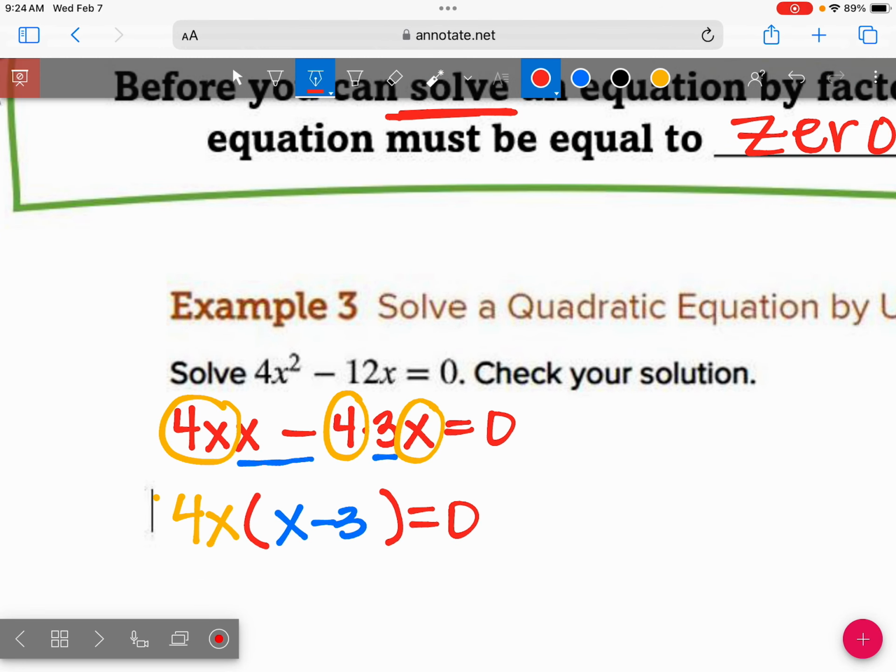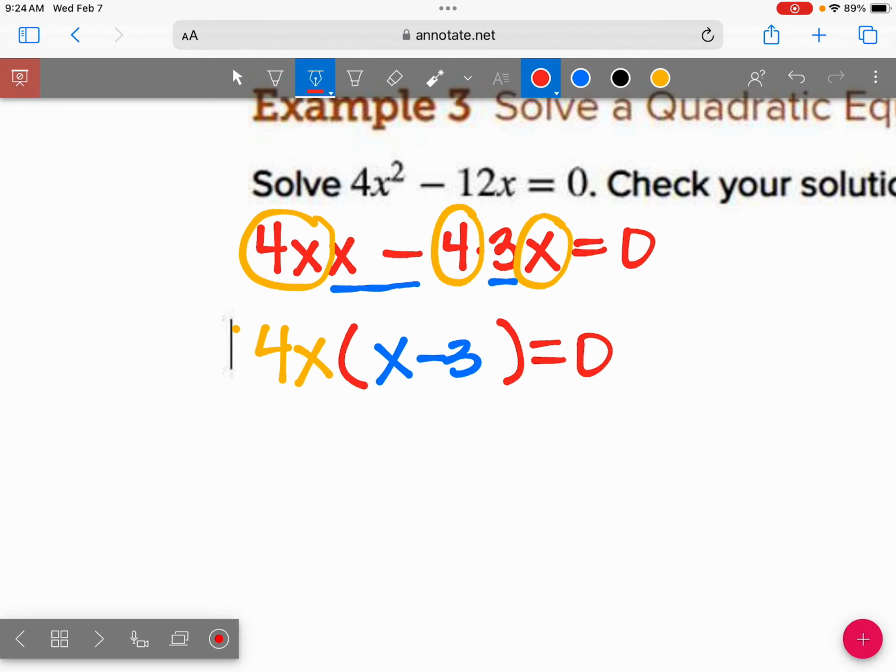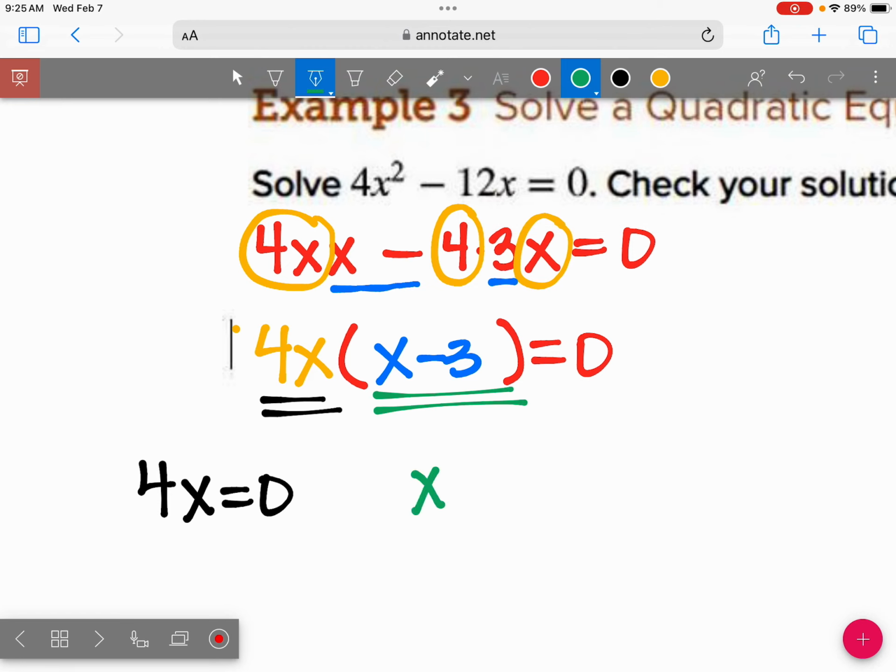Now, normally we would stop right there, but we need to solve to find our x-intercepts. To do that, you're going to set each factor equal to 0. So let's start with this one. Take 4x, set that equal to 0. And then our second factor, x minus 3, we're going to set that equal to 0. Go ahead and solve both of those equations. So we have two equations that we're going to solve for x to get our two answers, our two x-intercepts.